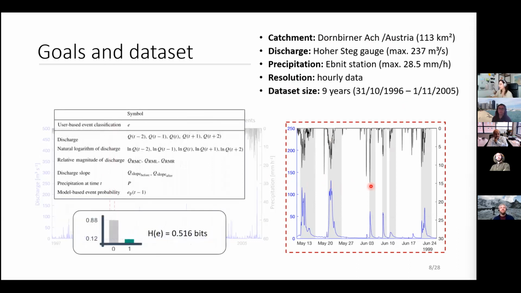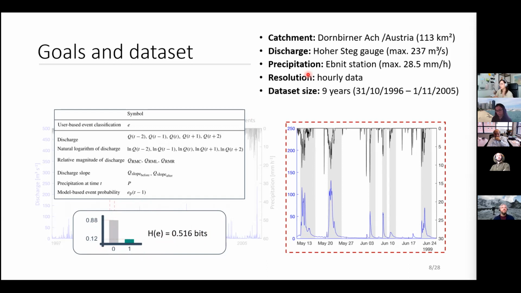So for these gray bands here, we have 12% of the time steps being classified as event and 88% as non-event. And when we calculate the uncertainty of this non-event event distribution using the entropy equation we have seen, this results in 0.5 bits of uncertainty. And this value was used as reference to check which predictor can reduce the uncertainty the most.